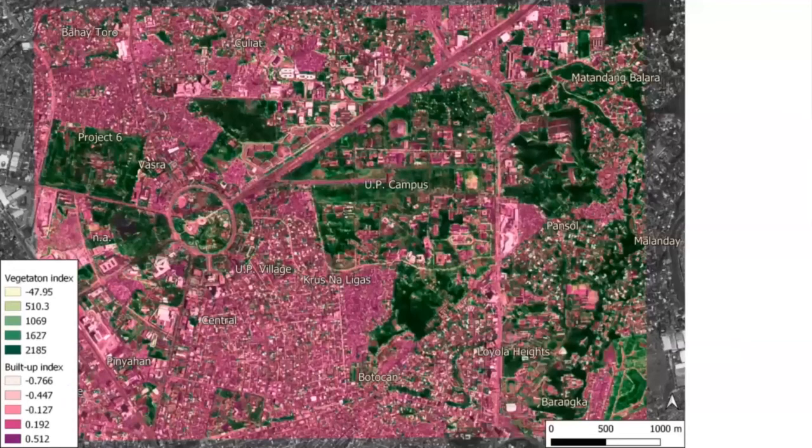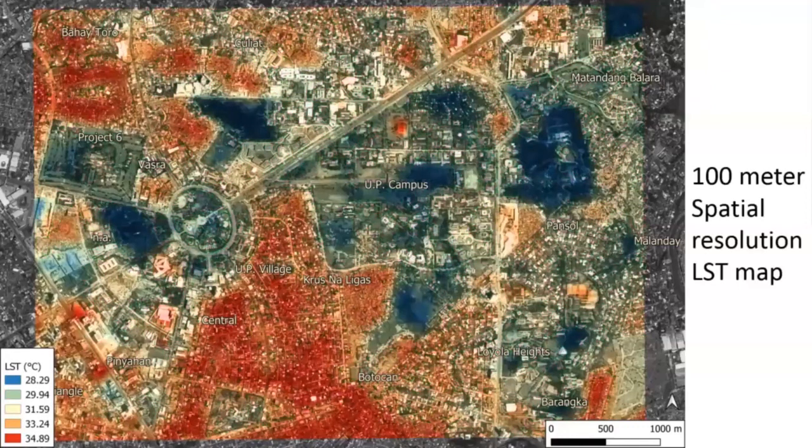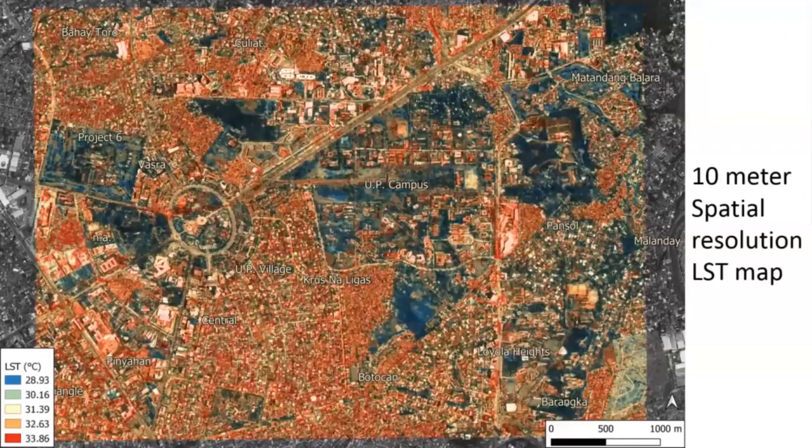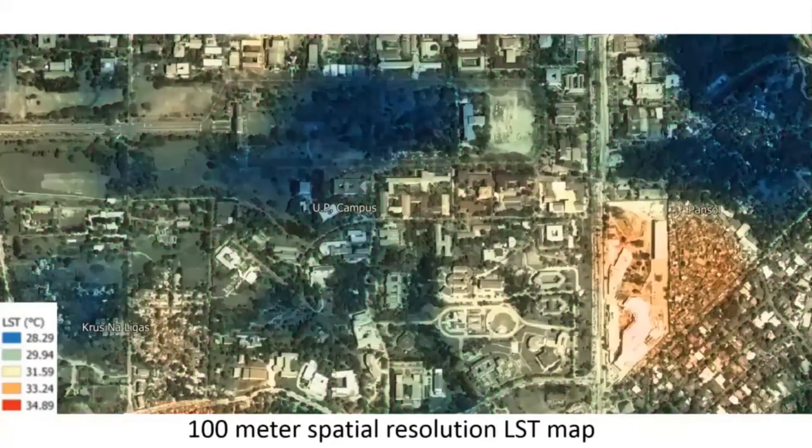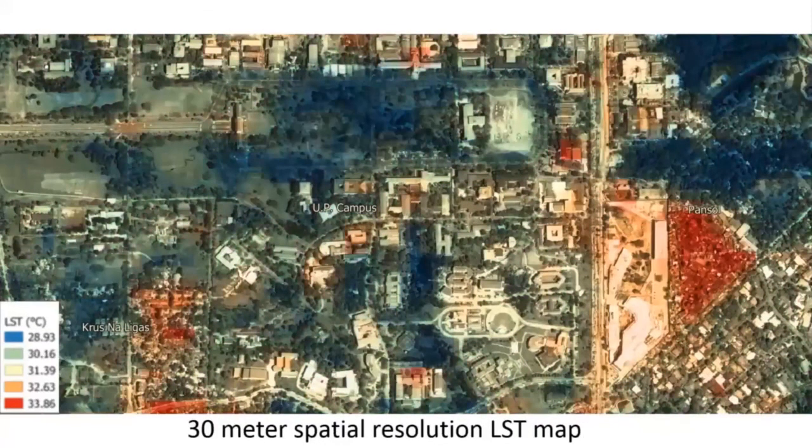This is the vegetation and built-up index shown in one map. Now, this is our 100-meter spatial resolution LST map. This is our 30-meter, and this is our 10-meter. And we zoomed in, and what I'm showing you right now is the vegetation and built-up index for reference. This is your 100-meter spatial resolution LST map, the 30-meter, and the 10-meter.